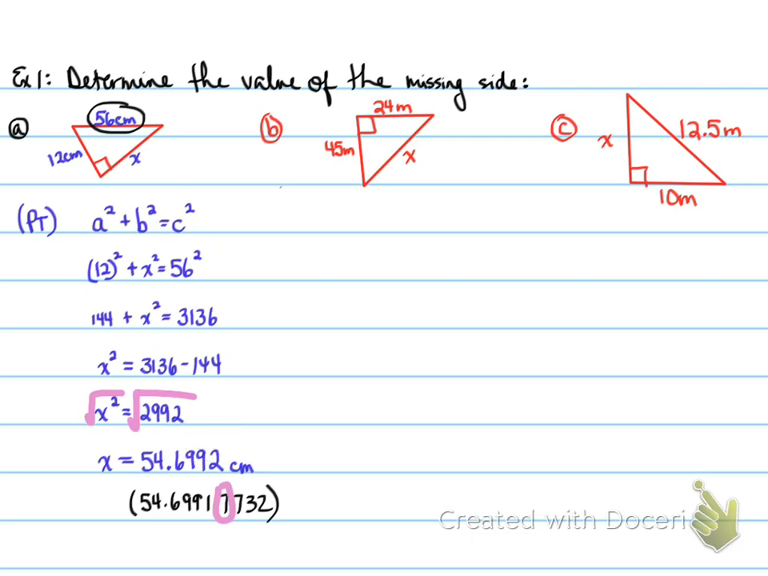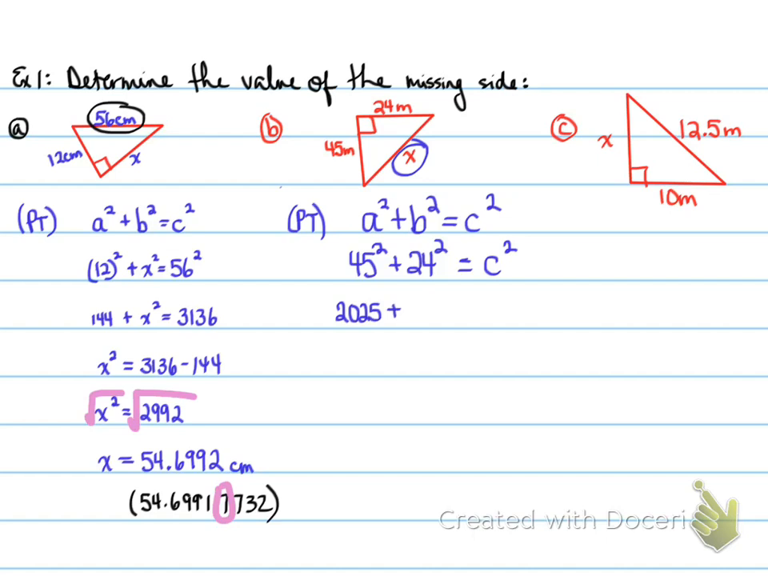All right, let's try the next example. So again, PT, Pythagorean Theorem, identify a squared plus b squared equals c squared. We're going to use the Pythagorean Theorem. Identify the hypotenuse. We did that. And now we can plug it in. So we have 45 squared plus 24 squared equals c squared. 45 squared is 2025 plus 24 squared, which is 576, equals c squared.